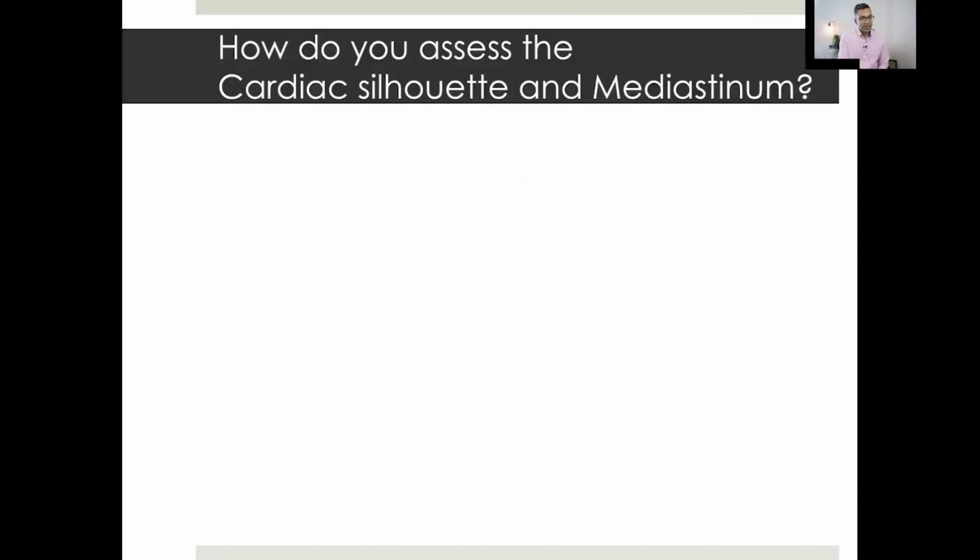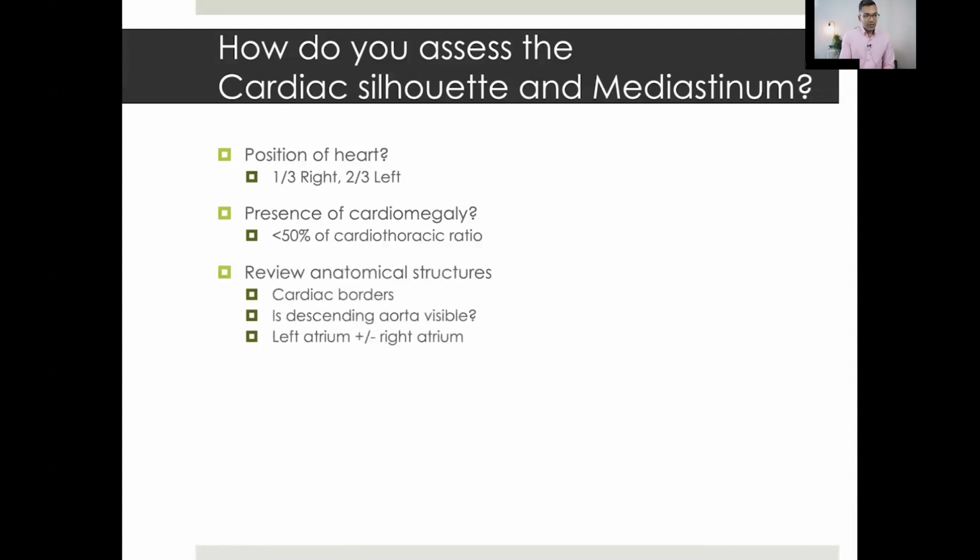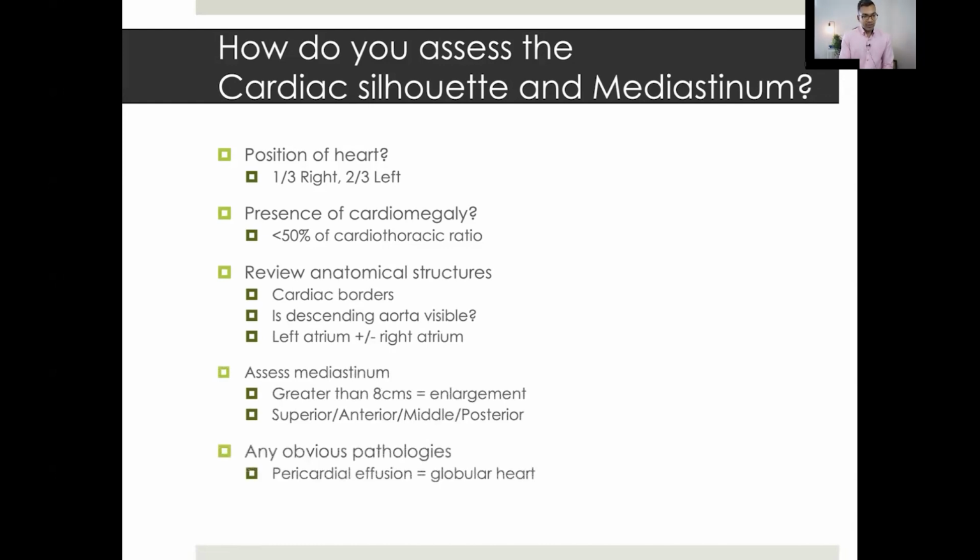How do you assess the cardiac silhouette and mediastinum? So yeah, position of heart, one third to the right, two thirds to the left. Is there the presence of cardiomegaly? So it should be less than 50% of the cardiothoracic ratio. And then look at all the cardiac borders. Is the descending aorta visible? Left and right atrium. Assess the mediastinum. If it's greater than 8 centimeters, it's probably enlargement. And you can look at all the different aspects of it. And are there any obvious pathologies?